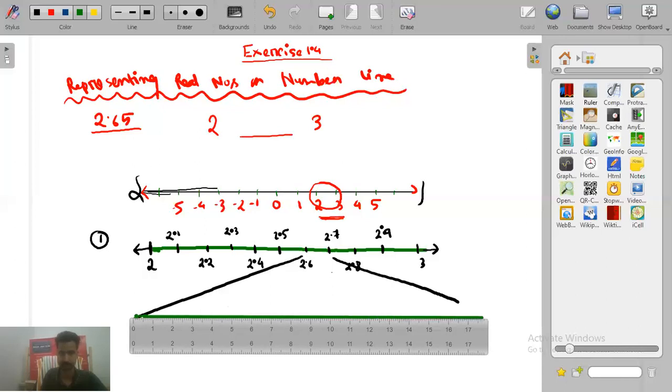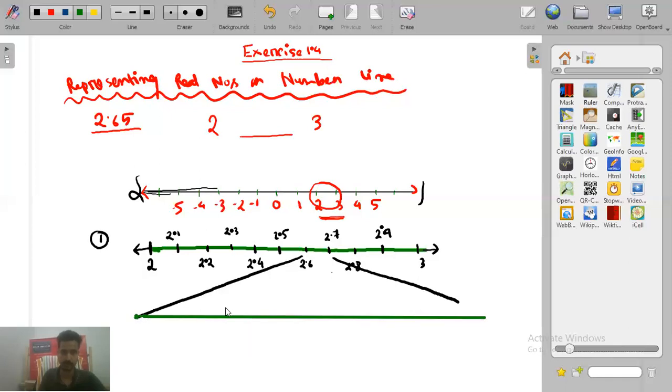Straight line here. Again you have to divide it into 10 equal parts. Okay. Again you have to suppose this is your 2.6. So this will be your 2.6. And suppose this is your 2.7, and don't forget to give the arrow mark here. Okay. So 2.6 and 2.7. Again you have to divide this 2.6 and 2.7 into 10 equal parts.